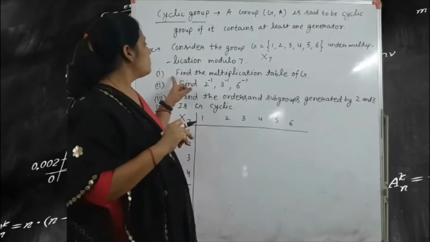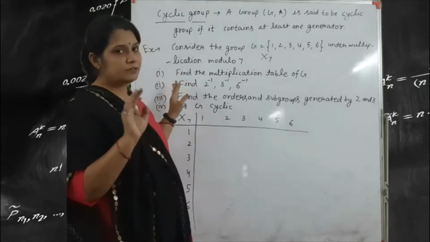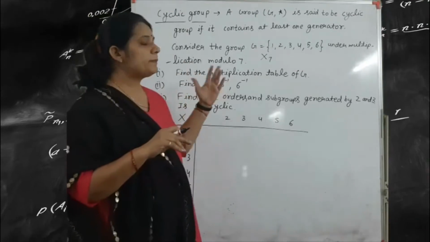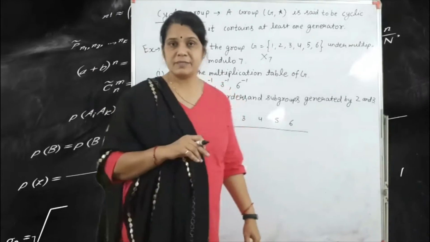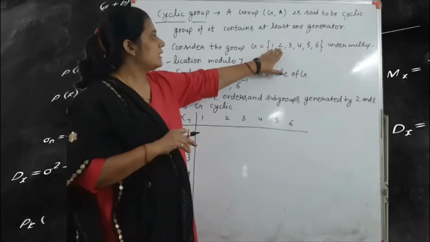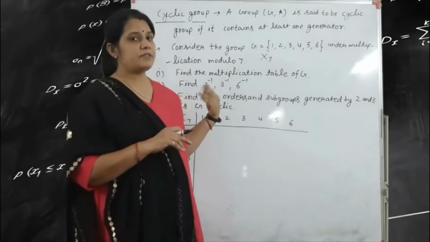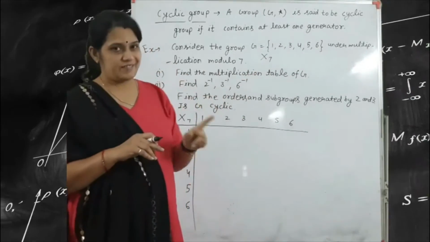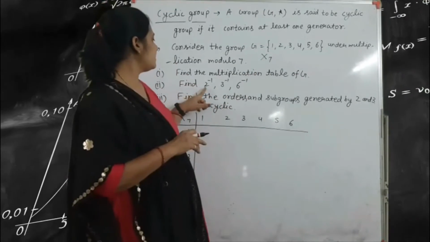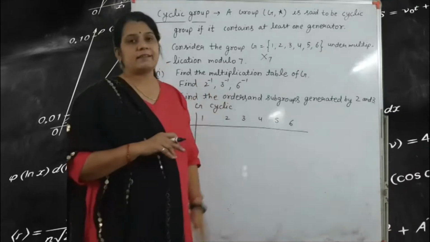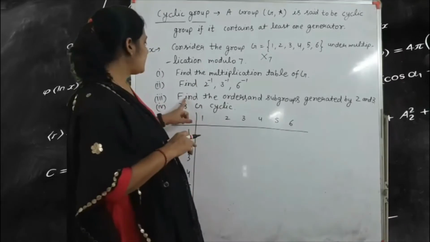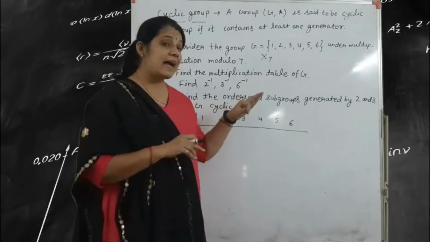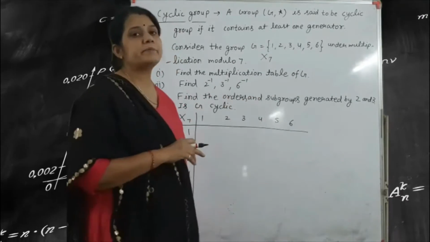We have to find four points. First, find the multiplication table of G. That means we are given the elements 1, 2, 3, 4, 5, 6 and we use the operator, which is multiplication modulo 7. Second, we find 2 inverse, 3 inverse and 6 inverse. Third, we find the orders and the subgroups generated by 2 and 3.